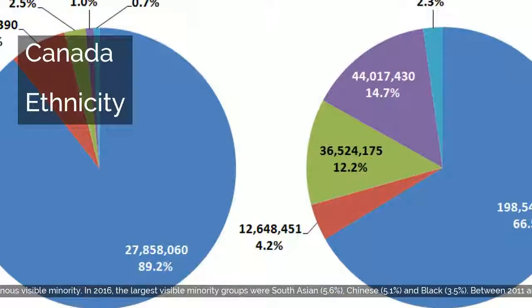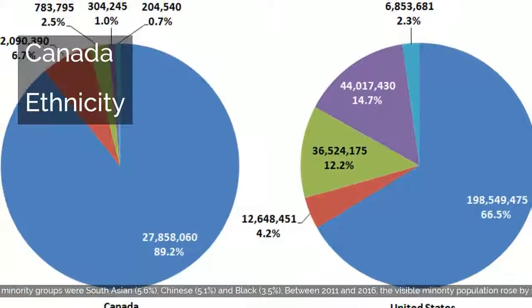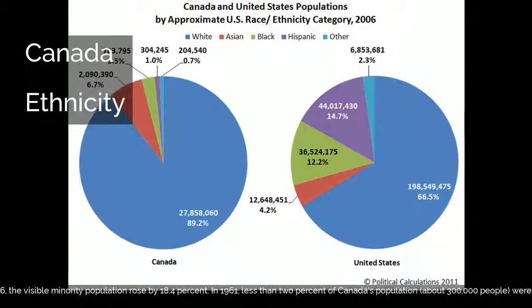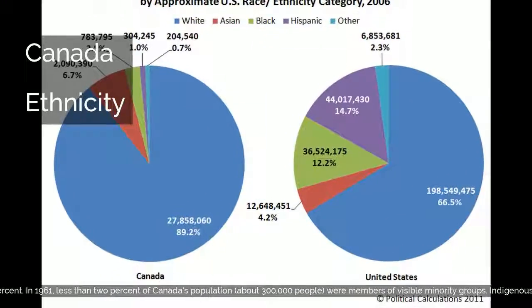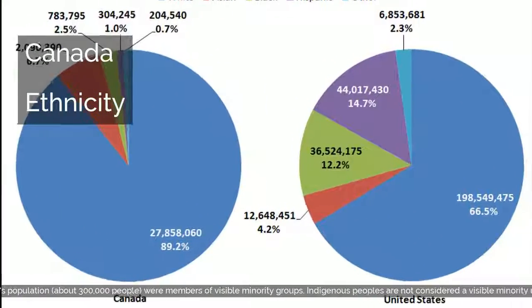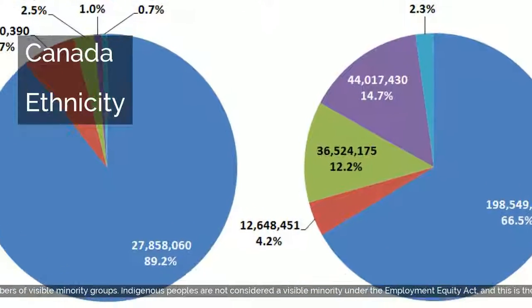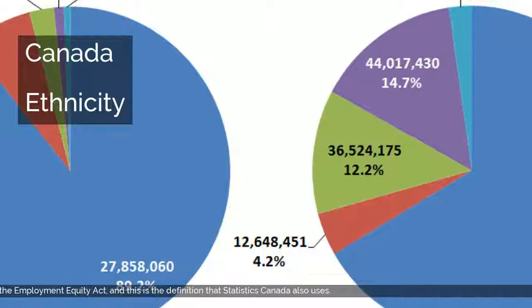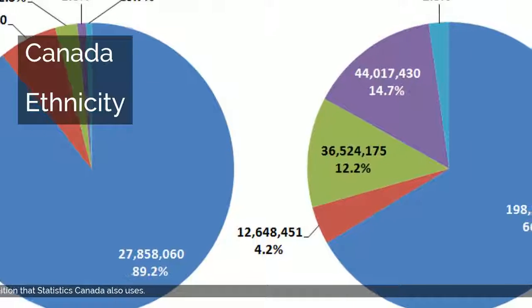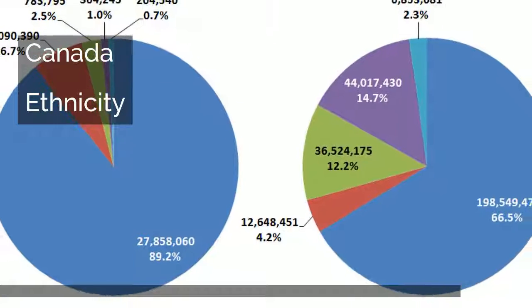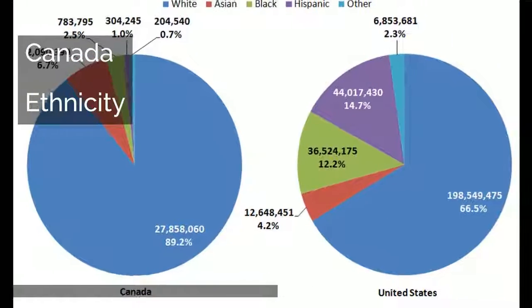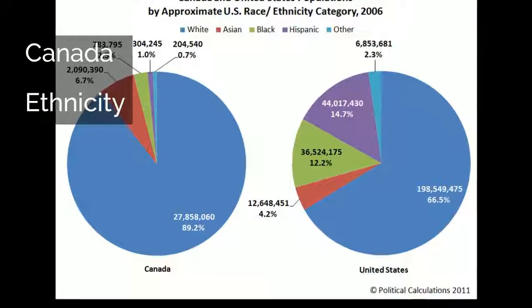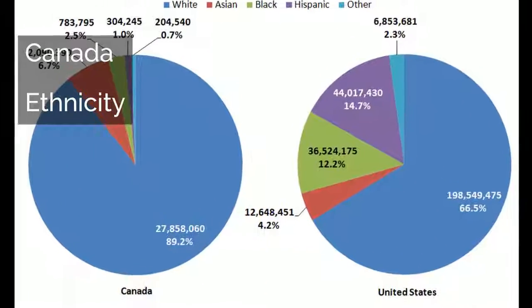1,525,565 people. Canada's Indigenous population is growing at almost twice the national rate, and 4% of Canada's population claimed an Indigenous identity in 2006. Another 22.3% of the population belonged to a non-Indigenous visible minority. In 2016, the largest visible minority groups were South Asian, 5.6%, Chinese, 5.1%, and Black, 3.5%. Between 2011 and 2016, the visible minority population rose by 18.4%. In 1961, less than 2% of Canada's population, about 300,000 people, were members of visible minority groups.